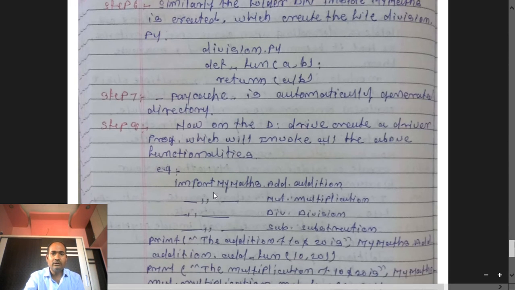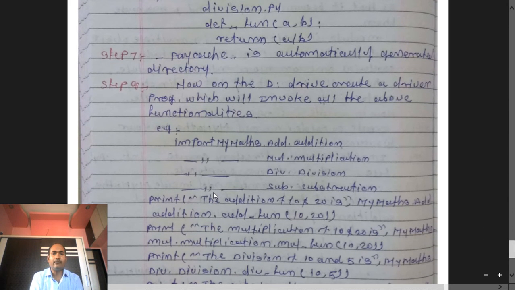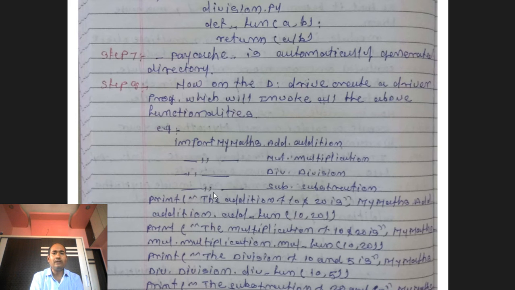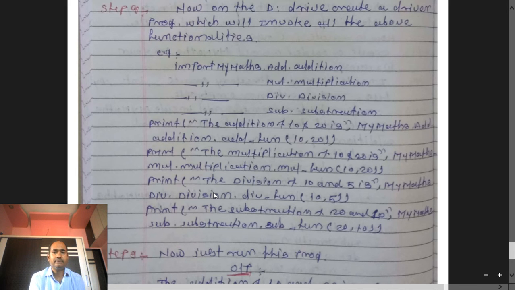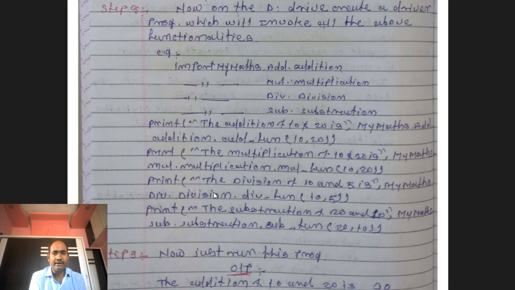Now step 8: on the D drive, create a driver program which will invoke all the above functionalities. For example, import math dot add for addition, import math dot mul for multiplication, import division div dot division, import my math sub dot subtraction. Then print the addition of 10 and 20 is, then print multiplication of 10 and 20 is, then print division of 10 and 5 is, then print subtraction of 10 and 20 and 10 is.